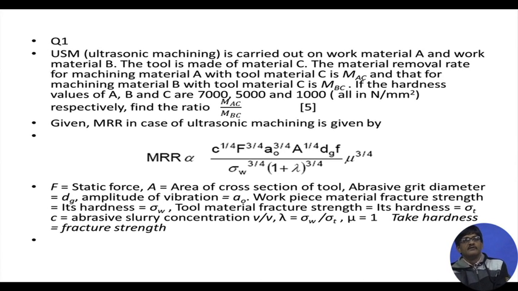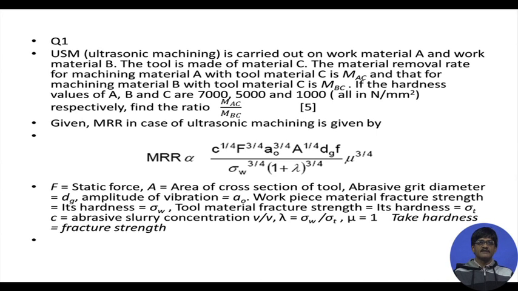Given material removal rate in case of ultrasonic machining is given by this expression, which we have already derived. So we have no issues with that expression where all these things are derived. Let's have a quick look at these. F is the static force, A is the area of cross section, abrasive grit diameter is DG. Okay, so they are using DG instead of D. That's all right. Amplitude of vibration is A0. So they are using A0 for amplitude of vibration.